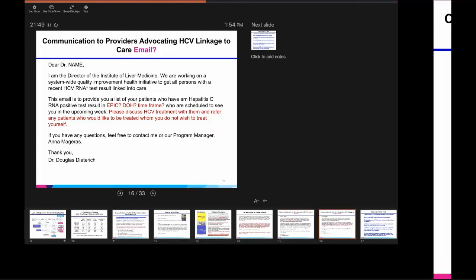And then we're asking them, please discuss Hep C treatment with them and refer any patients you would like us to treat to us. So, Mina, I see a look on your face. When we did the chart review, a lot had been treated, right? When we did the whole LabCorp dump and looked at everybody who, for the past 2 years of data, had Hep C RNA.